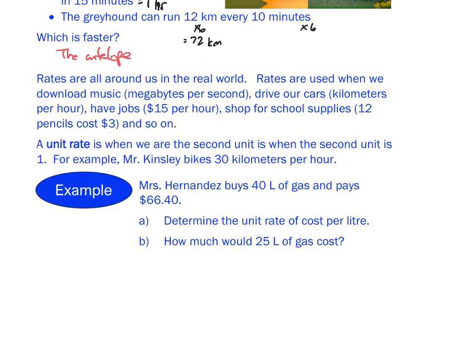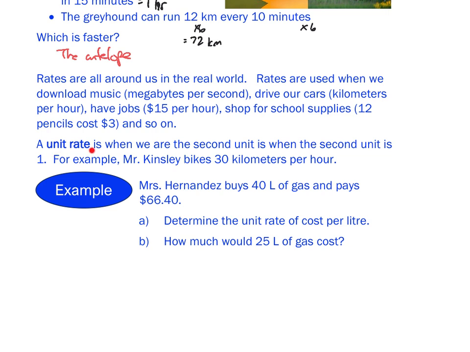All right. Rates are all around us in the real world. Rates are used when we download music on our phone, and the download rate would be megabytes per second. When we drive our cars, in kilometers per hour. If we have a job and we get paid $15 per hour. If we shop for school supplies and we see that 12 pencils cost $3, and so on.